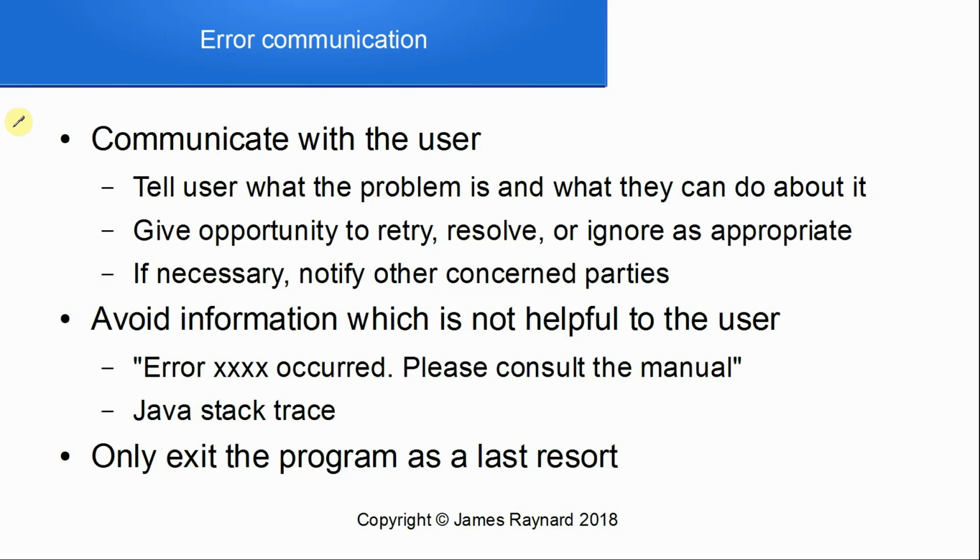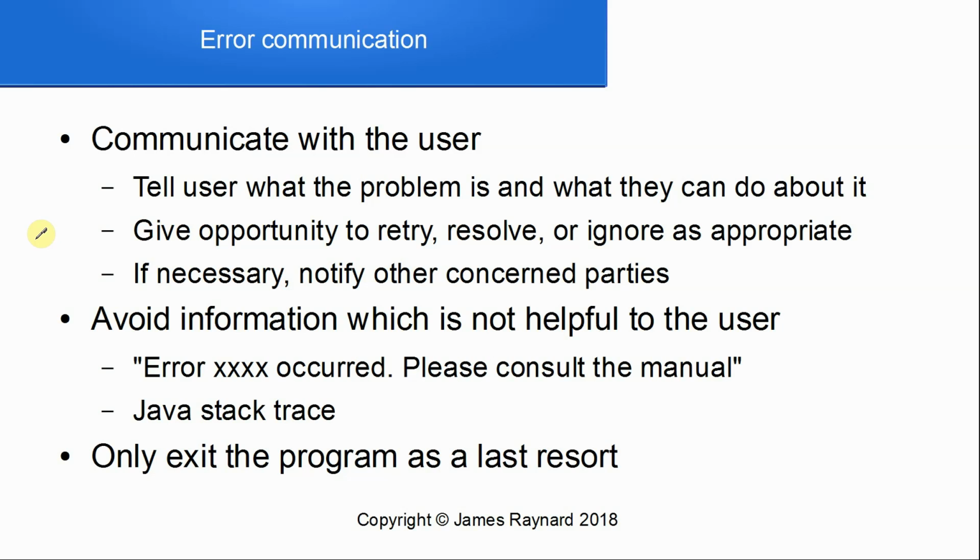One of the things they'll expect us to do is to communicate with the user. Tell the user that something has gone wrong, and if you can, try and give them some information which will help them to address the problem. So for example, they could retry. If the network data didn't get through, maybe there was just a glitch, and if you try again, maybe it'll get through this time.